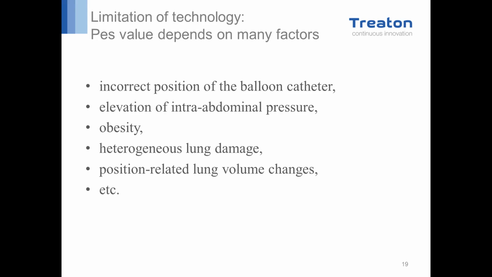It's necessary to know that esophageal pressure value depends on many factors. There are different types of lung injury, body habitus, and pulmonary mechanics. For example, in these cases: incorrect position of the balloon catheter, elevation of intra-abdominal pressure, obesity, pregnancy, position-related lung volume changes, etc.